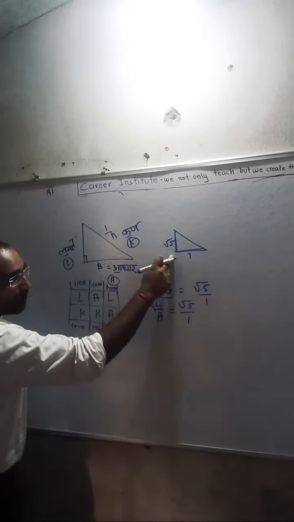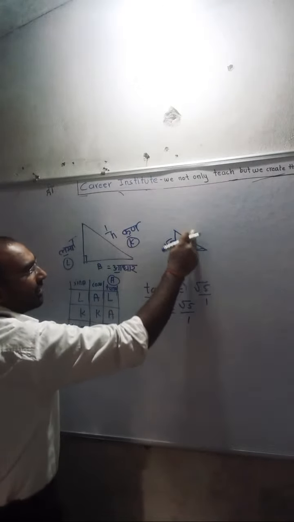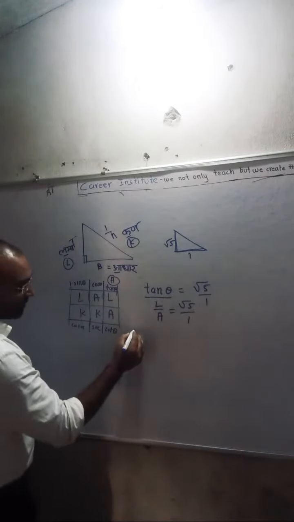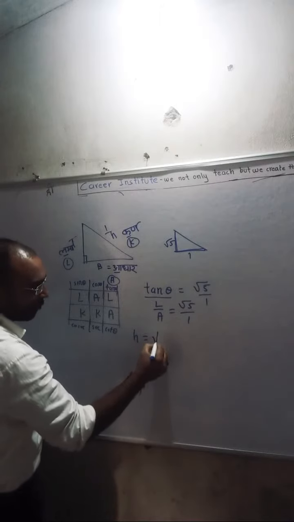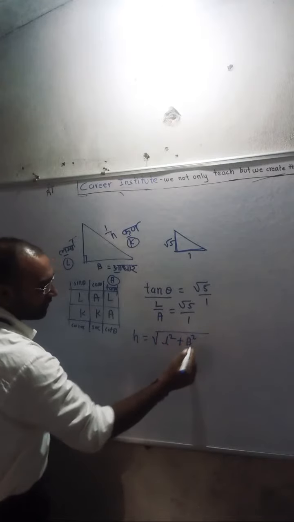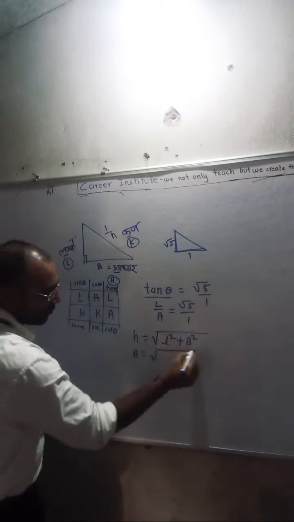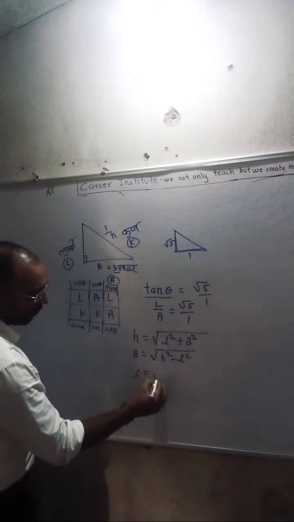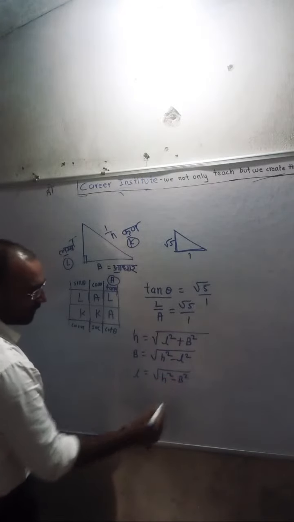So in right angle triangle, how many sides are given? 1, 2. So first of all, we have to find out the missing side. If hypotenuse is missing, hypotenuse is equals to root of length square plus base square. If base is missing, base is equals to hypotenuse square minus length square. If length is missing, that means hypotenuse square minus base square.